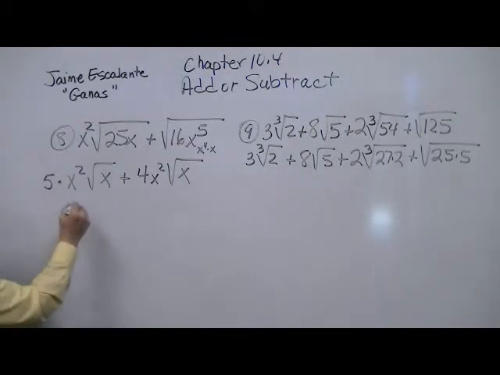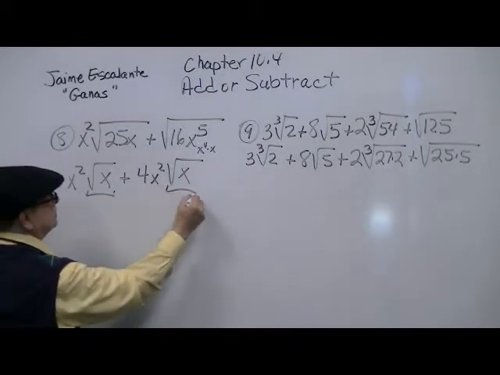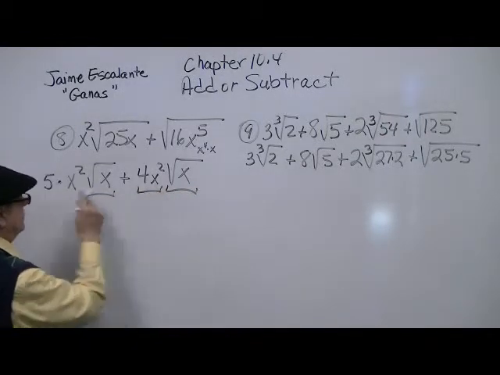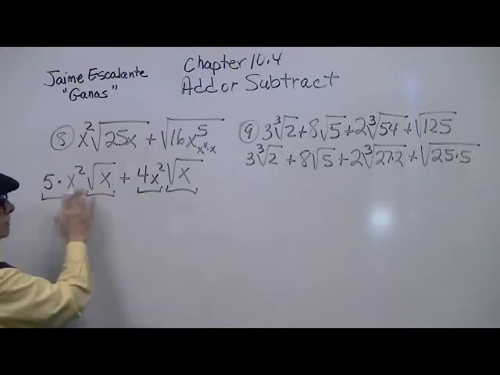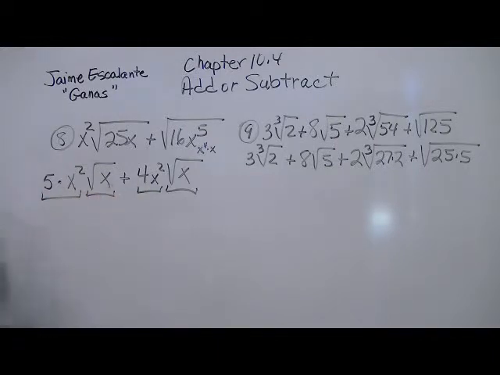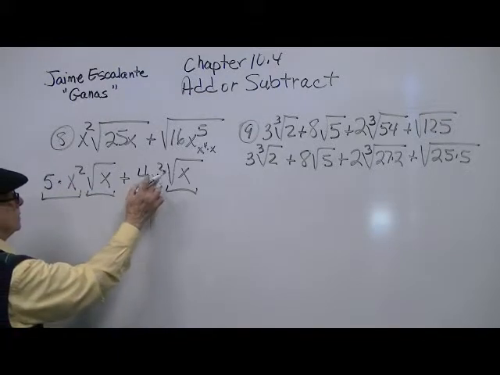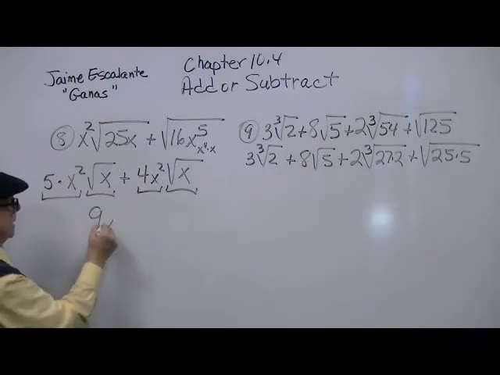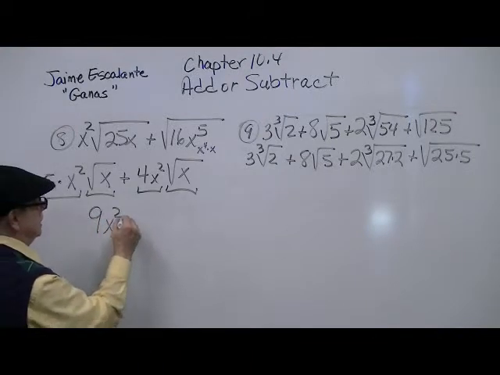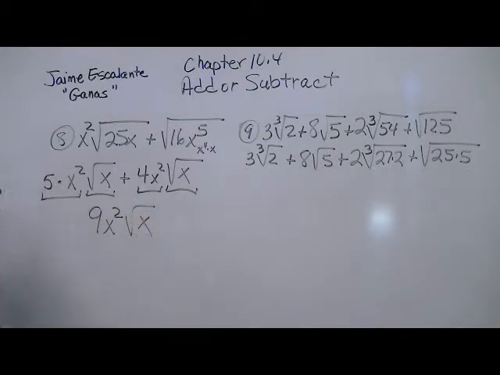So now we have like terms. And by the way, these have to be the same or similar like terms as well in order to add them. So we have 5x squared and a 4x squared gives us a 9x squared, the square root of x.